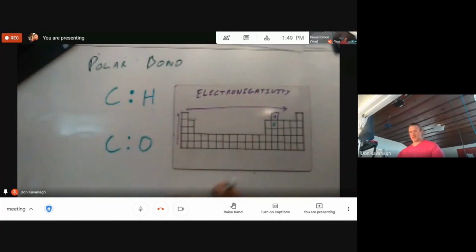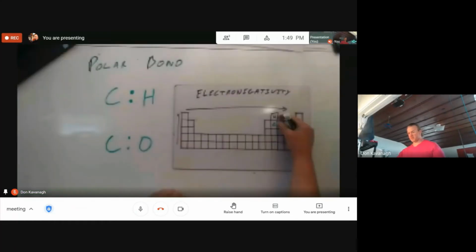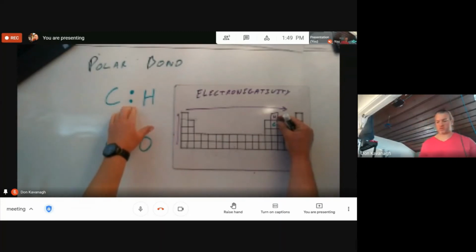So carbon and hydrogen are very close to each other on the periodic table. Because this trend is linear, up and down, we can bet that carbon and hydrogen are pretty close in electronegativity because they're right next to each other. They're not identical, but they're very close. So we'll leave these electrons drawn in the center because this can be considered a nonpolar bond, since they are close to each other.